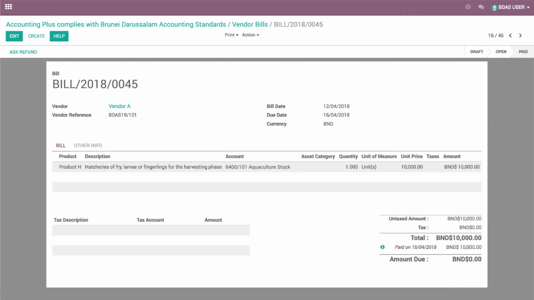A completed draft entry will look like this in Accounting Plus. Do note the bill ID for future reference.